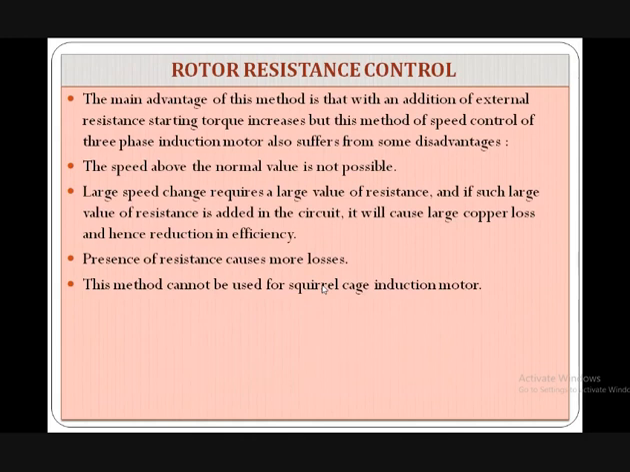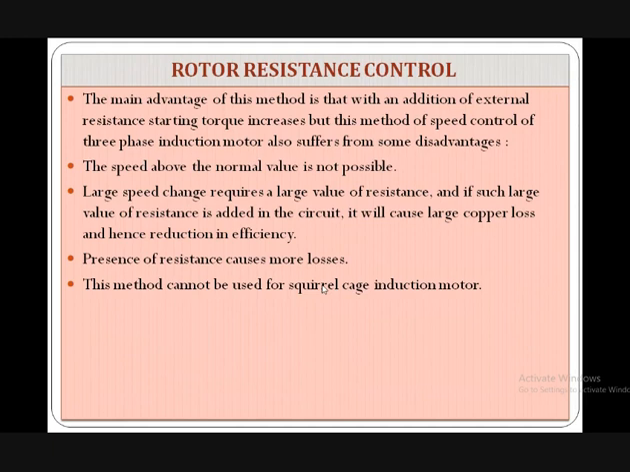The main advantage of rotor resistance control is that the starting torque will get increased. But this method also suffers from certain disadvantages. Firstly, control of speeds above normal speed is not possible because rotor resistance can only be added. Secondly, for wide variations of speed, a large value of external resistance is required, which will cause large copper losses and ultimately lead to reduction in efficiency.